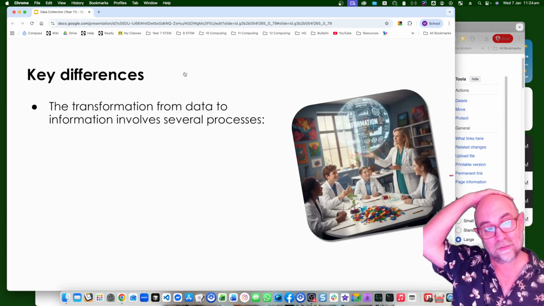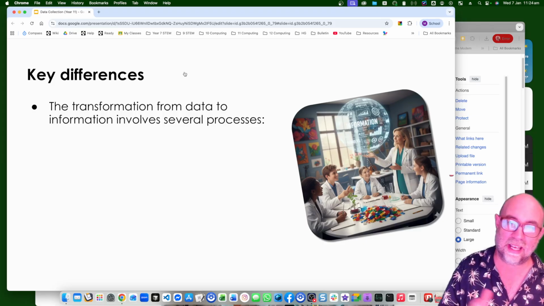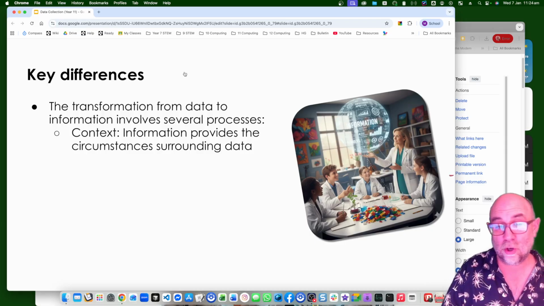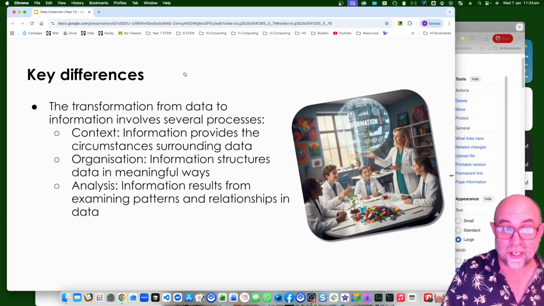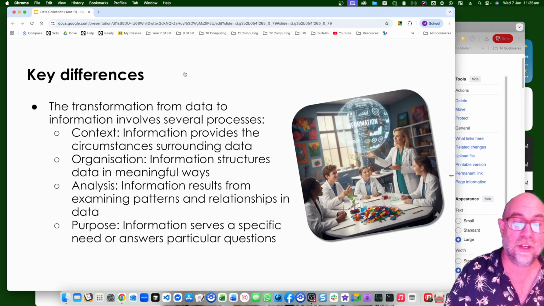The transformation from data to information involves several processes. This isn't an absolutely hard and fast, you have to go through and tick off all four, but this is generally what's involved. You give some context about the circumstances regarding the data. It's organised in a meaningful way. It's analysed for patterns and relationships, and it serves a particular purpose in terms of what we're using that data for.